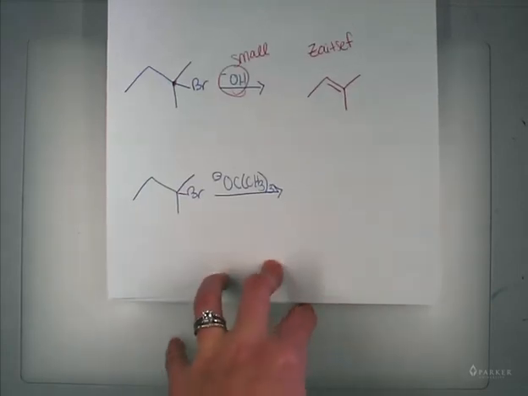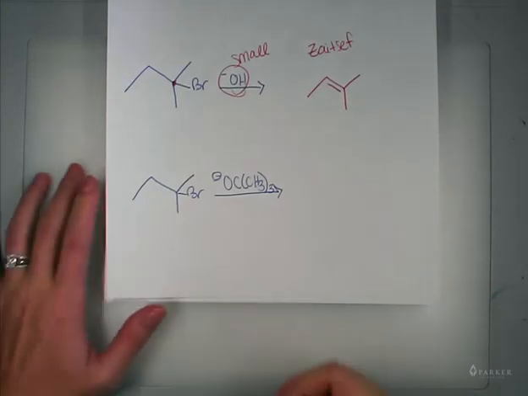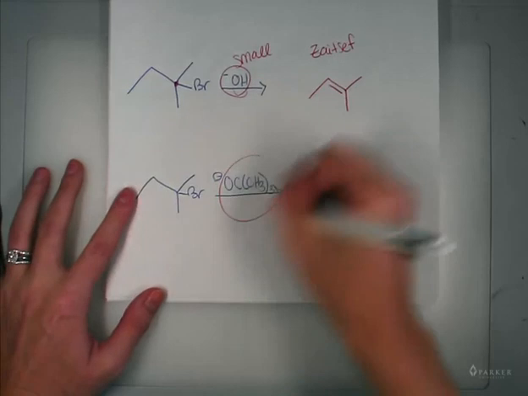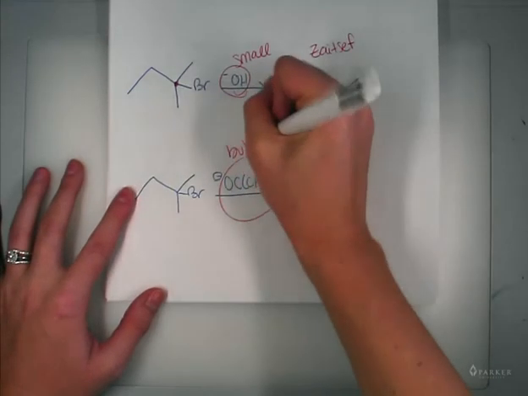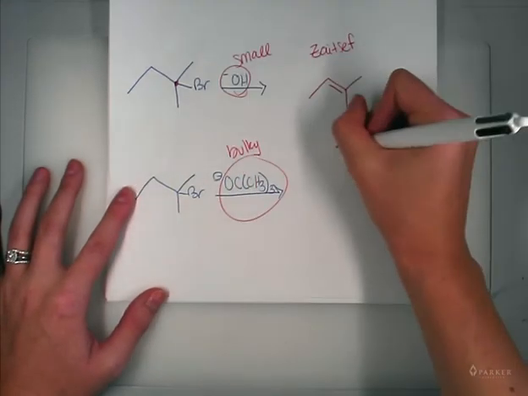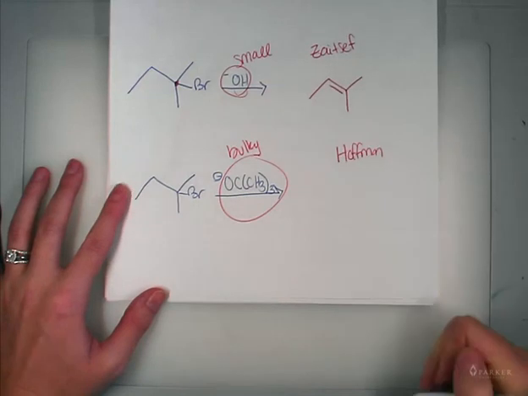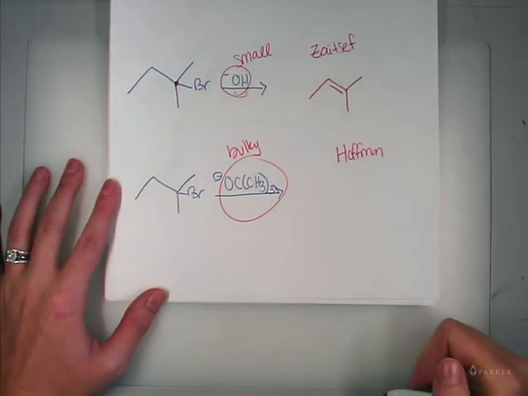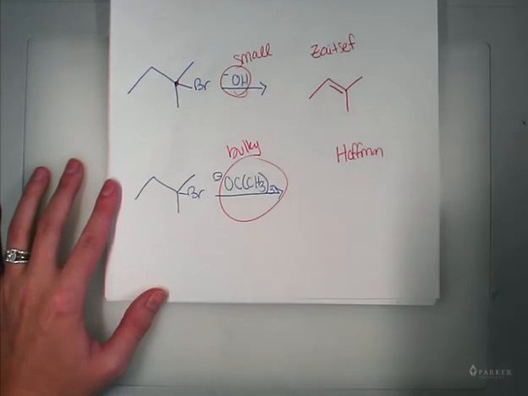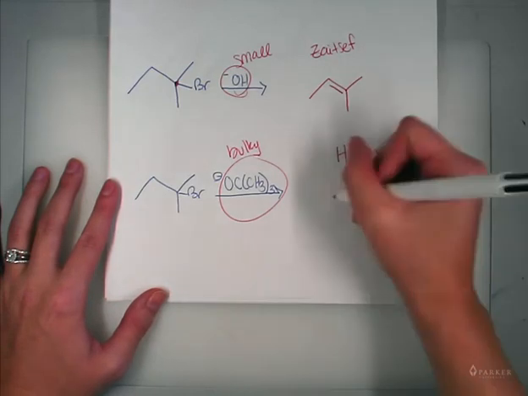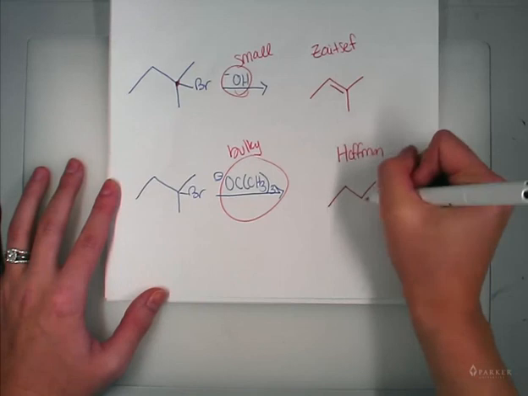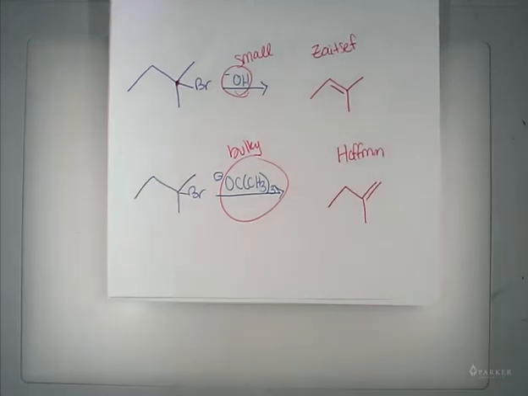So what about the bottom one? This is, yeah, bulky. So which one is this? Hofmann. Now where will the double bond go? Towards one of the methyls. And you can choose either one. It doesn't matter. I'm going to choose the top one. You could have had your double bond going down.